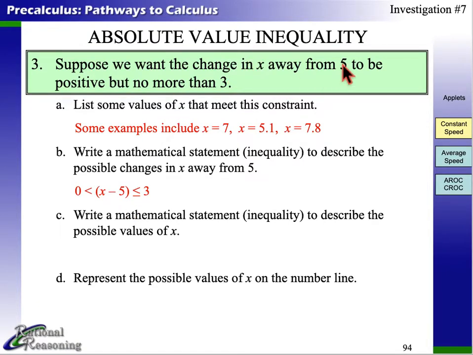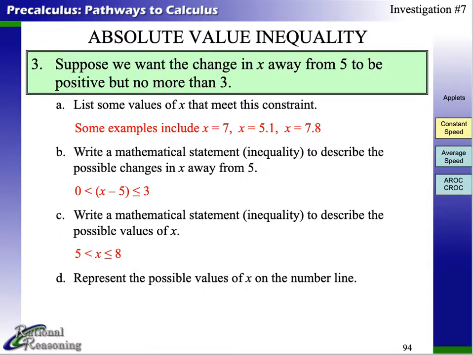Now we want a change in x, so in this case, it's not actually going to be equal to 5, because we want some kind of a change. So we can see that 5 is not included, but we can go all the way up to 8, including 8, and still just be 3 units away.